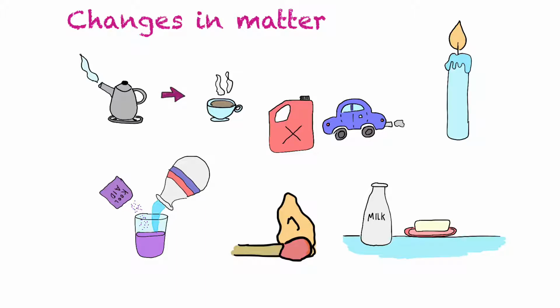So for one example, we could boil a kettle to make a cup of tea. We could burn gas to power our car. We could burn a candle and create a flame and even melt some of the candle wax. We could mix Kool-Aid with water to make a yummy drink. We could light a match. And finally, we could churn milk to make butter. All of these are examples of changes. Some of these changes are physical changes and some of them are chemical changes.